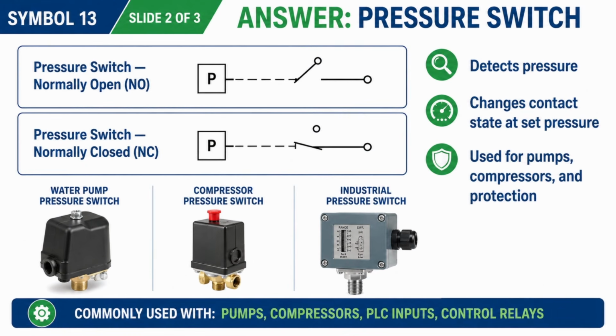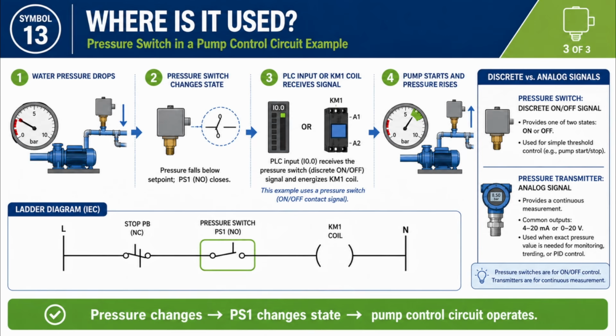It detects pressure and changes the state of its electrical contacts when the set pressure is reached. Depending on the circuit, the contact may be normally open or normally closed. In this pump control example, when the pressure falls below the set point, the pressure switch changes its contact state and sends an on and off signal to the PLC or control circuit. The PLC can then energize the KM1 contactor and start the pump. When the required pressure is restored, the switch changes state again.